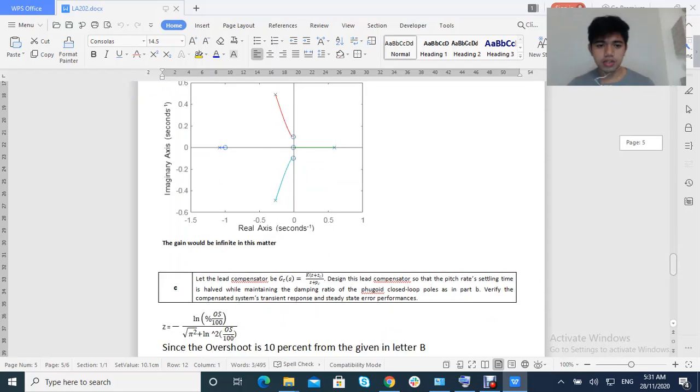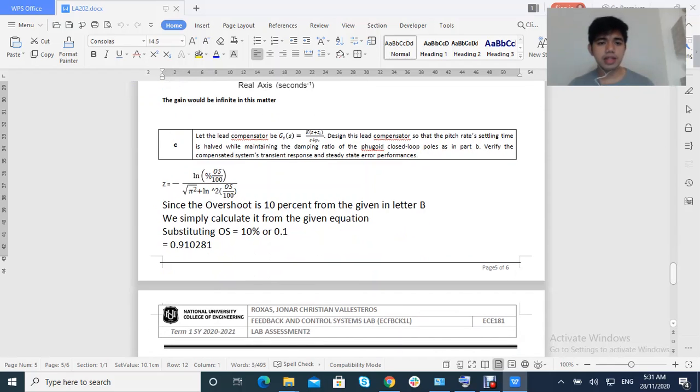So letter C is: let the lead compensator be G(s) equals K(s plus z) over (s plus p). Design the lead compensator so that the pitch rate settling time is halved while maintaining the damping ratio of the Phugoid closed loop pole from part B. Verify the compensated system's transient response and steady state error performances.